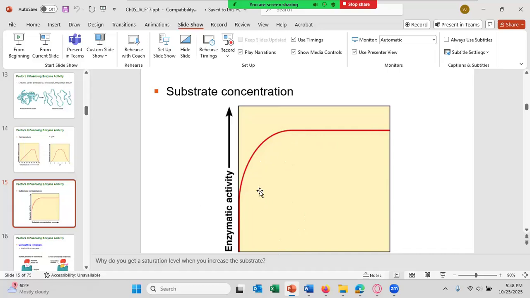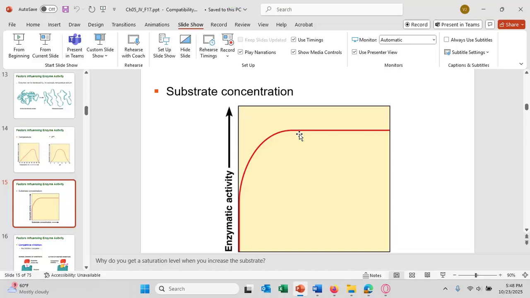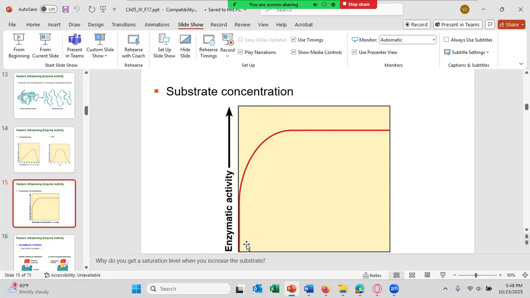The reason being is that all of the enzymes in this region of the graph are already bound to the substrate. So if you increase the substrate concentration further, no further enzymes can bind to the substrate because all of them are bound. And so you have no increase in the amount of enzyme activity. Any question about any of that?